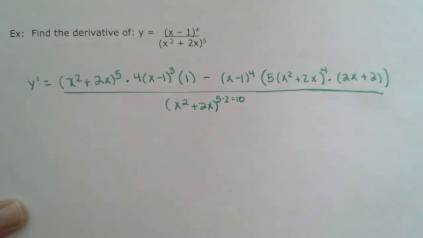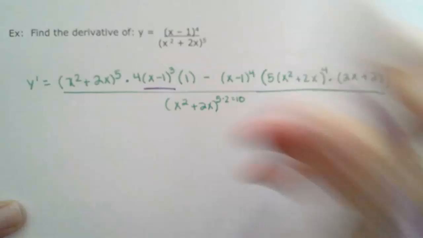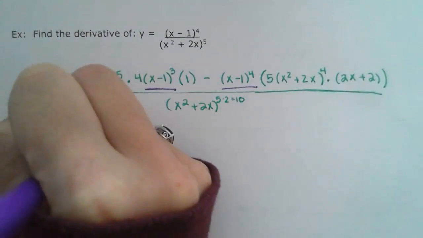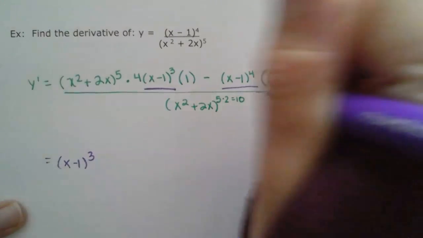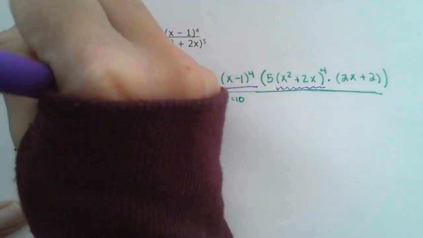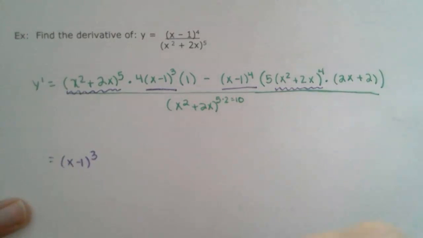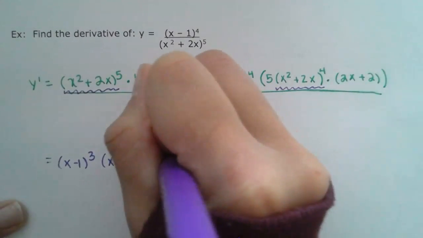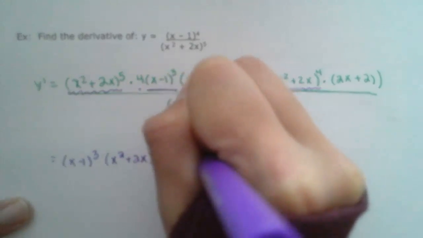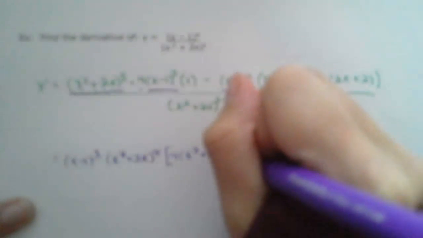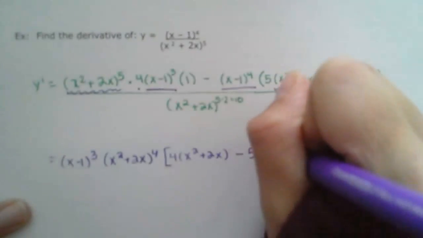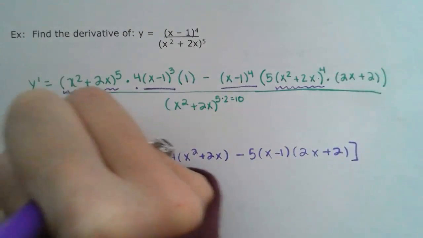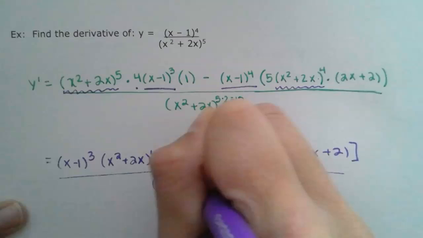So what you'll notice is that over here I have 3x minus 1 cubes. And over here I have 4. So I'm going to bring out x minus 1 cubed. And then over here I have 4x squared plus 2x. And over here I have 5. So I'm going to bring out 4. So that leaves me with 4x squared plus 2x, because the x minus 3's all got pulled out, minus 5x minus 1, because 1 stayed behind, all 4 came out, and then 2x plus 2, all over x squared plus 2x to the 10th.